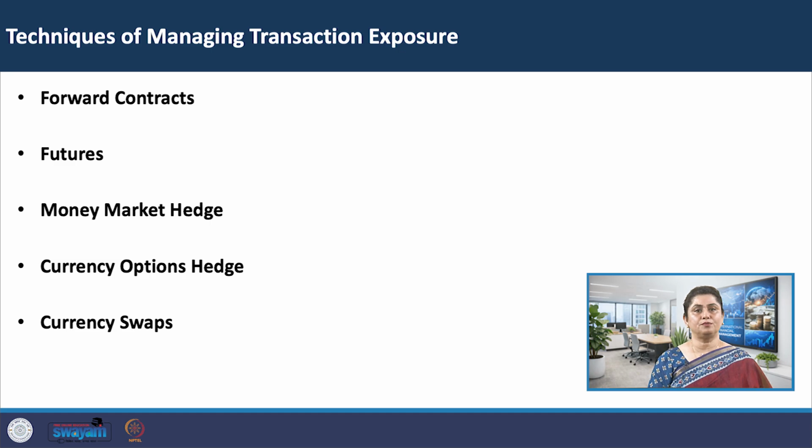Now we move to the methods used to manage or hedge transaction exposure. There are five primary hedging instruments used in practice: forward contracts, futures, money market hedge, currency option hedge, and currency swaps. Among these, forward contracts are the most commonly used because they are simple, flexible, and directly linked to the amount and timing of the exposure. In the next part of the week, we will discuss each of these hedging methods in detail and understand how firms use them in real business situations.